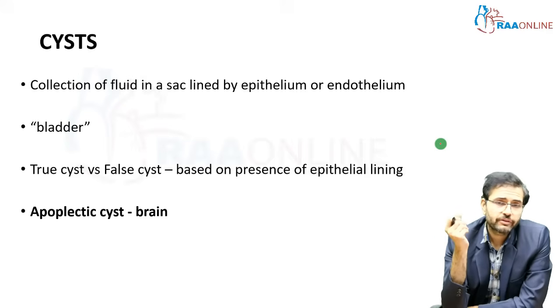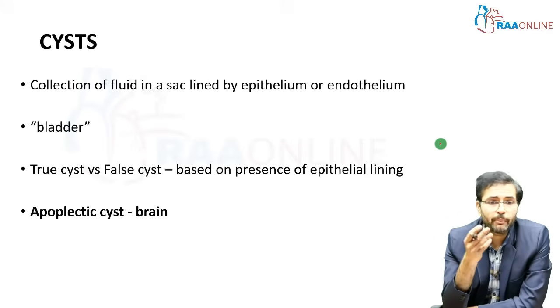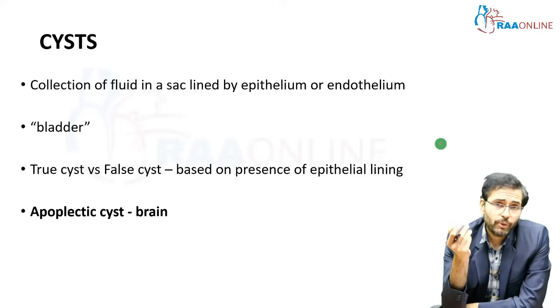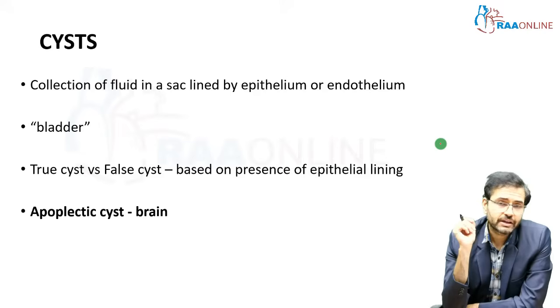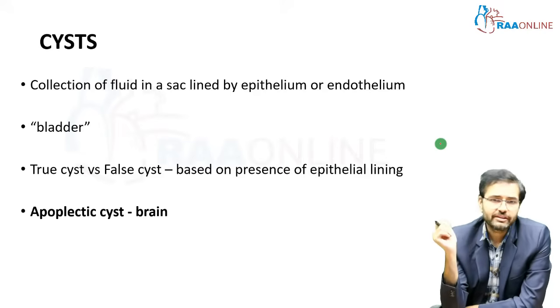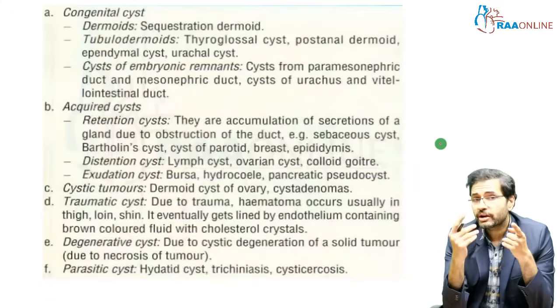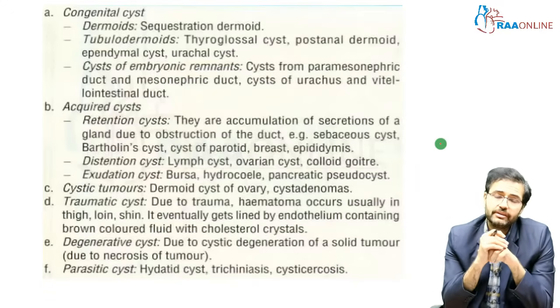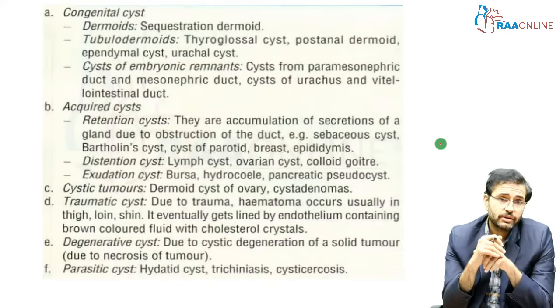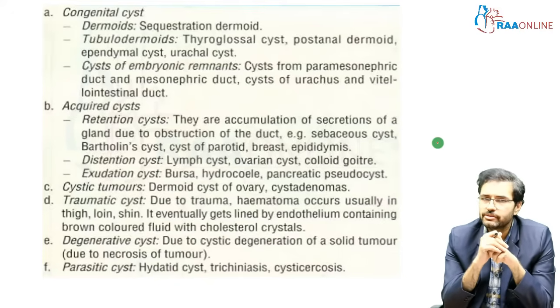Other common examples of false cysts include what is called an apoplectic cyst. An apoplectic cyst occurs in the brain following an ischemic event. Following an ischemic event, there is liquefaction and formation of a cyst. So cysts can be classified into congenital cysts, acquired cysts, cystic tumors, traumatic cysts, degenerative cysts, and parasitic cysts.